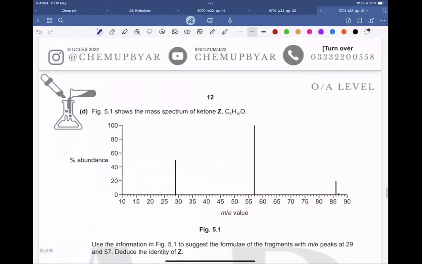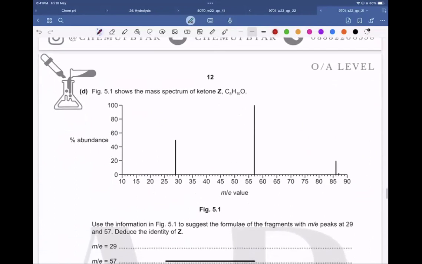Now, part D. Figure 5.1 shows the mass spectrum of ketone Z. Use the information in figure 5.1 to suggest the formula of the fragments with peaks at 29 and 57, and deduce the identity of Z.